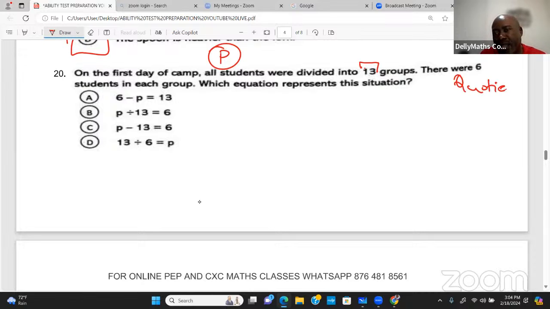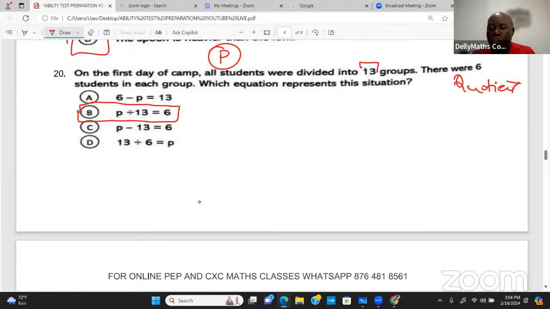All right. That means P divided by 13 gives me 6. I'm looking for anything like that. Something divided up into 13 equal pieces gives me 6 of them. So I'm looking for D. Sounds good for number 20 right there.